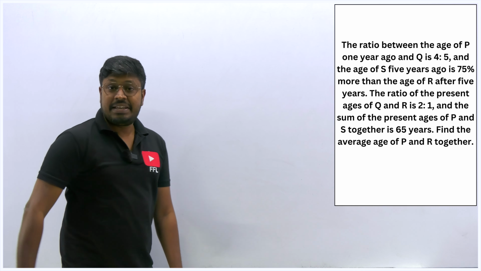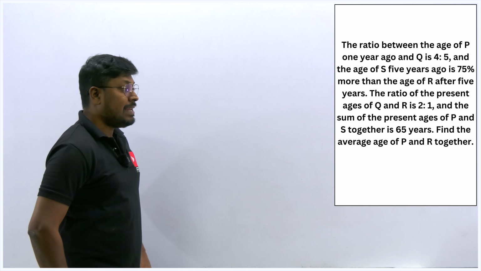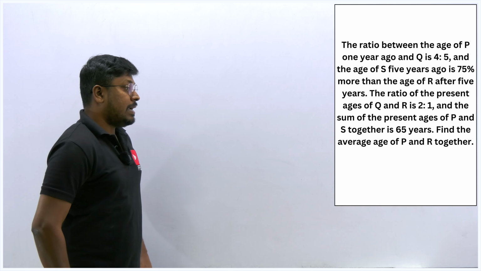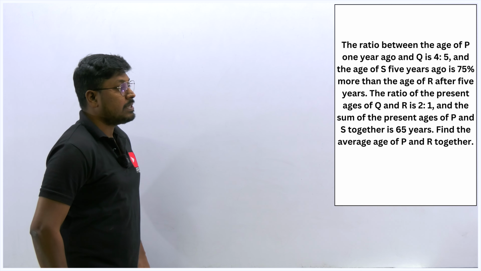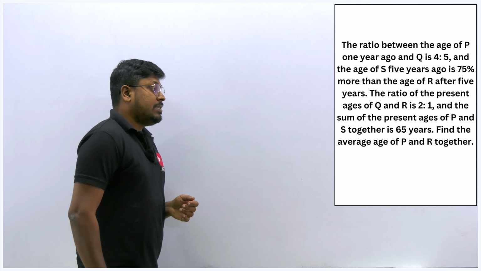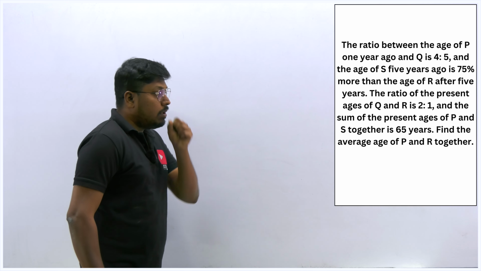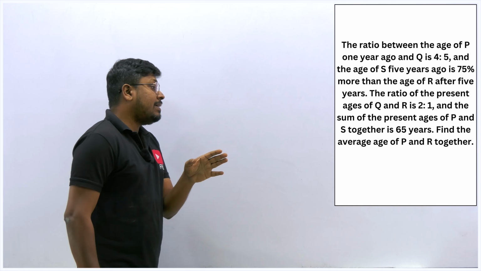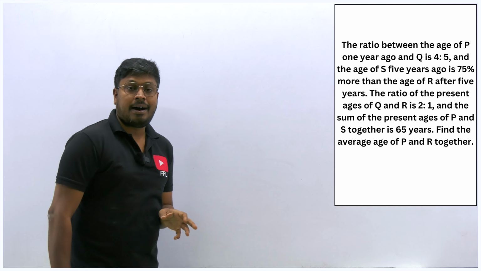So here is the second question. The ratio between the age of P 1 year ago and Q is 4:5. And the age of S 5 years ago is 75% more than the age of R after 5 years. The ratio of the present age of Q and R is 2 is to 1. The sum of the present age of P and S together is 65 years. Find the average age of P and R together.